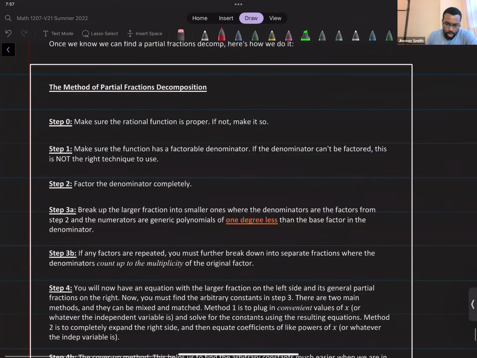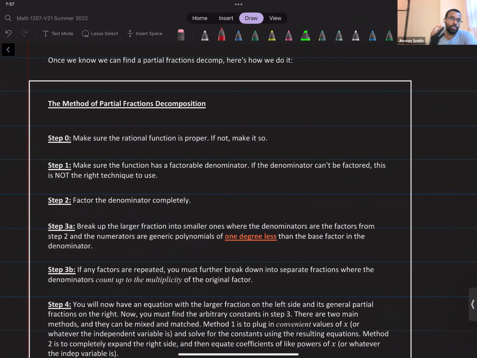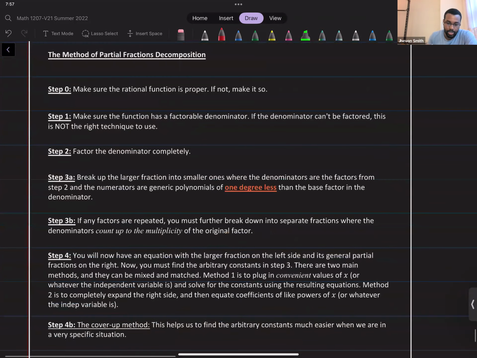So once you know that partial fractions can work, how do you actually do it? Well, we're going to go through these steps. Step zero is to make sure the rational function is proper, and if not, make it so. It turns out that we can make it into a proper fraction if we don't have this in the beginning, and I'm going to show you some options on how to do that.